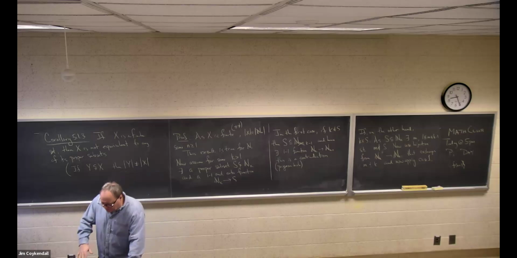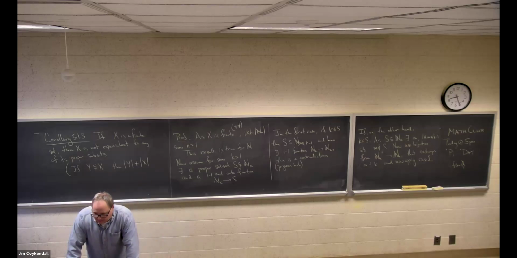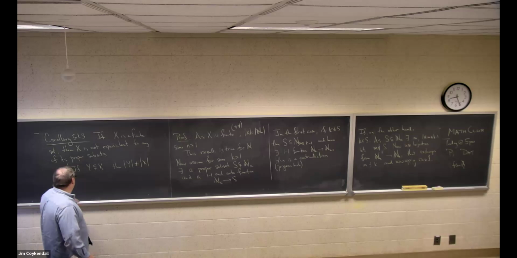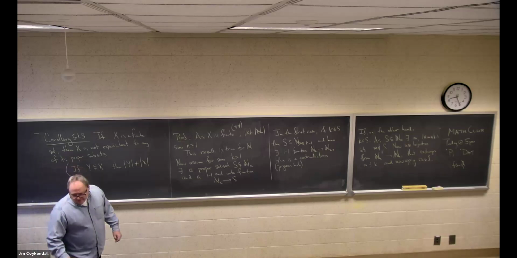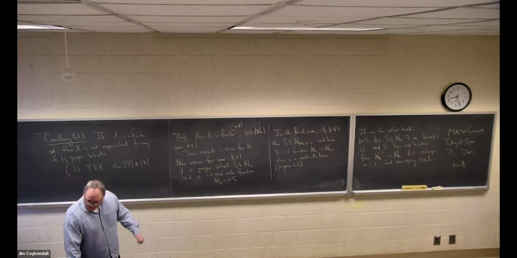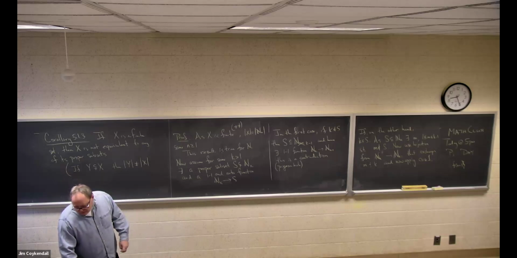So it seems like a long proof to go through, but on the other hand, there you have it. And this is a rather important result. If X is a finite set, then X is not equivalent to any proper subset. Any proper subset must be smaller.